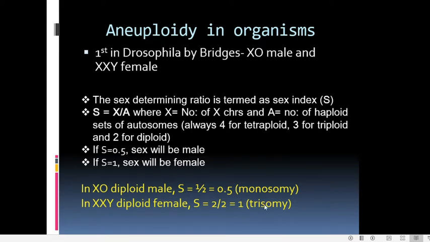Whereas you can see a trisomic organism where there is an extra X chromosome, that is why it is XXY, and we calculate its sex ratio. Sex ratio is X by A. X is equal to 2 because there are 2 X chromosomes, and A is equal to 2 because the organism is diploid. So in an XXY diploid female, the sex ratio will be 2 by 2 is equal to 1. That is why it is female. But it is showing trisomy, that is, there is an extra X chromosome. So this is an example of hyperploidy and this is an example of hypoploidy. Here one chromosome is lost from the set. Here one chromosome is gained to the set.